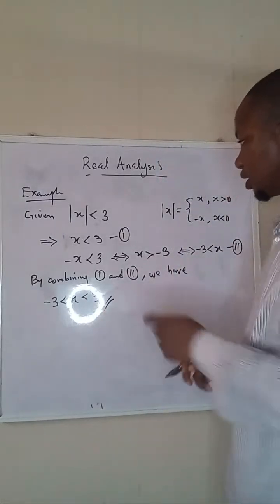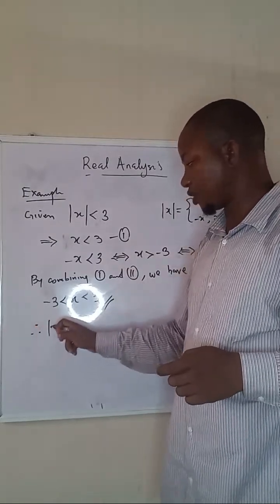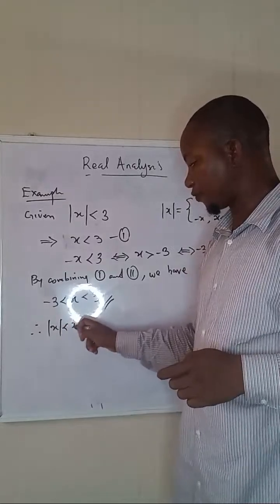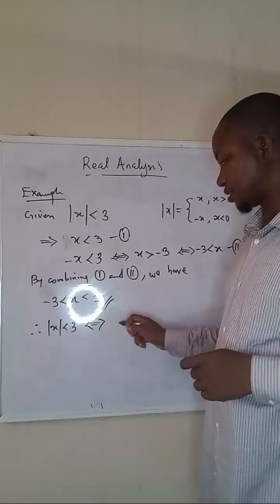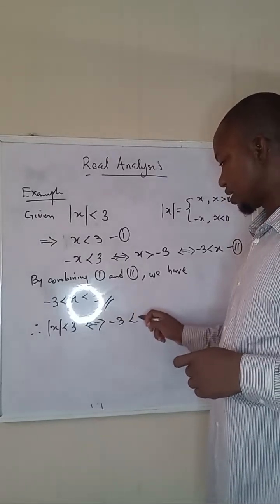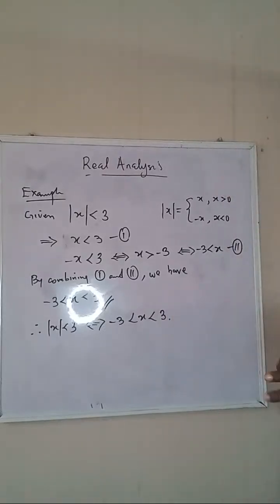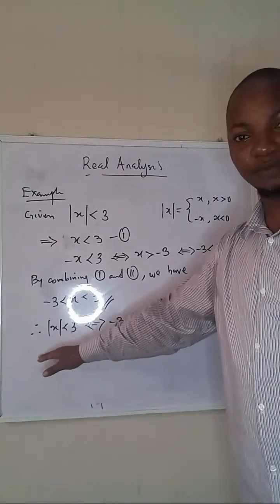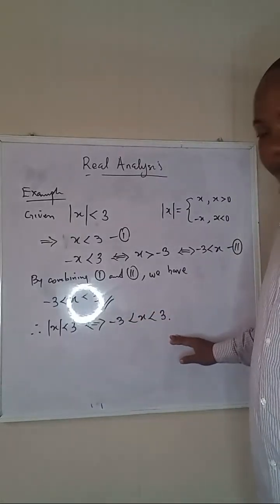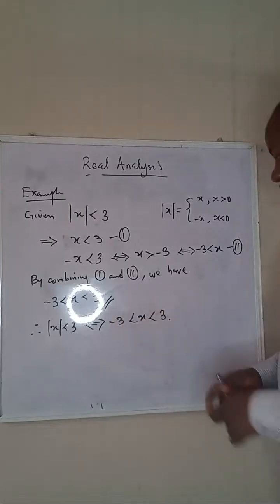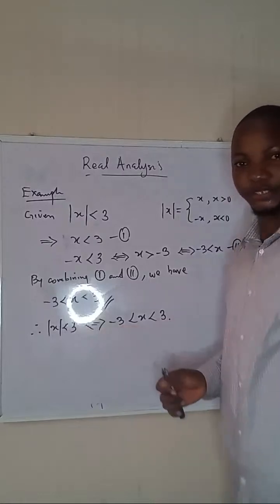So what we are saying in essence is that if we have an absolute value of x less than 3, this simply means that minus 3 is less than x less than 3. So under the absolute value, anytime we have a term of this form, it simply means this. And vice versa, if you are given this, it means this, and that's the meaning of this by implication.